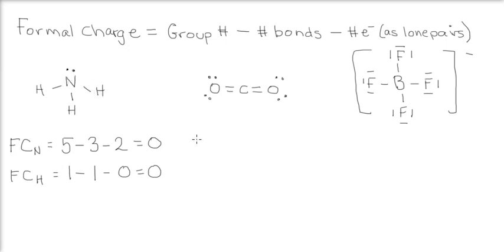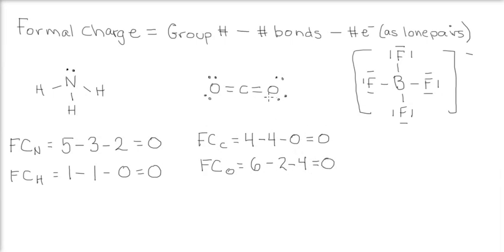If we do this for carbon dioxide, and we calculate the formal charges for carbon and oxygen respectively: Carbon is in group number 4. Carbon is making 4 bonds, and there are 0 electrons as lone pairs. So this is 0. Oxygen is in group number 6. Each oxygen is making 2 bonds, so it doesn't matter which oxygen you do this for. And there are 4 electrons as lone pairs. So again, this will come out to be equal to 0.